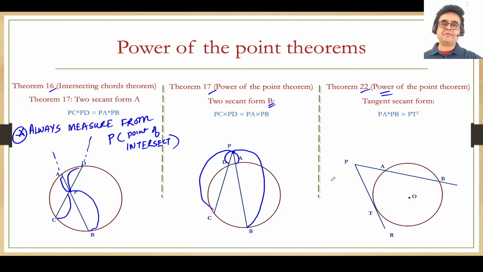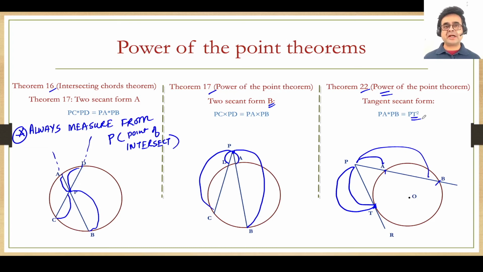And finally, you can have a secant which intersects the circle and makes this chord AB, and a tangent which is tangent at the point T, and you have a very similar relationship. But since there is only one point T, you are actually going to square this. So you have PA multiplied by PB equals PT multiplied by PT, which is PT squared. So it is a fairly straightforward application once you understand that there exists a relationship from the intersection point of either two chords, two secants, or a secant and a tangent, and that relationship is always measured from the point of intersection. Once you understand that, applying these theorems is not difficult.